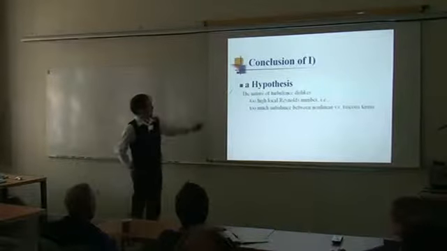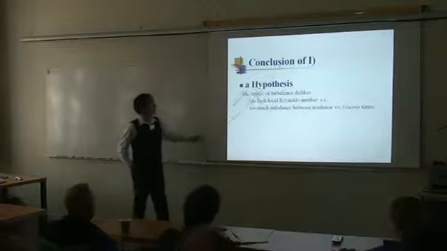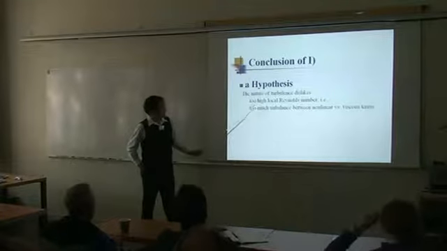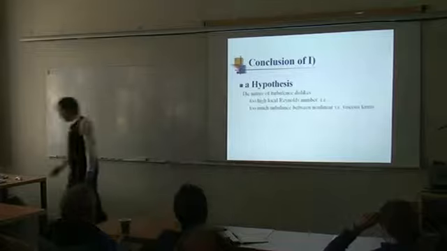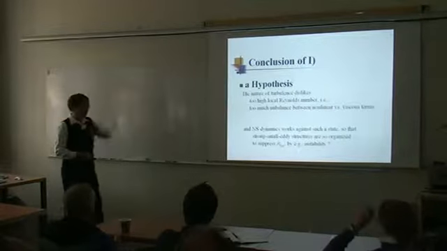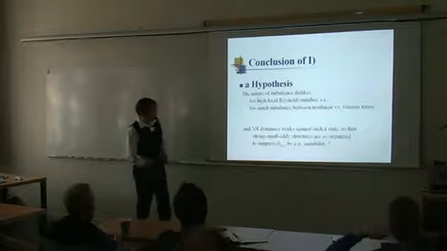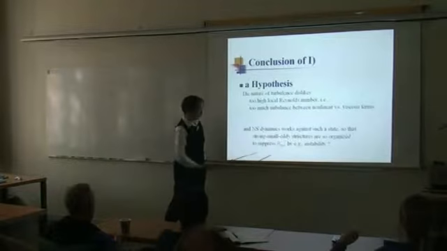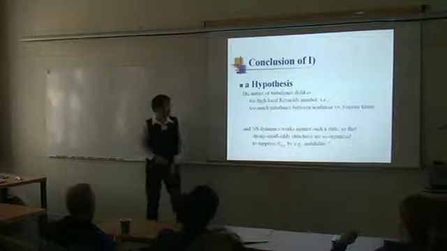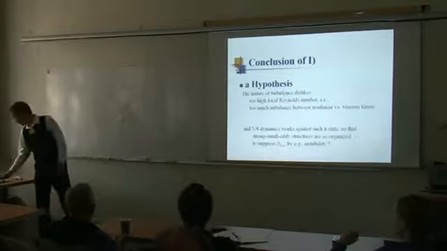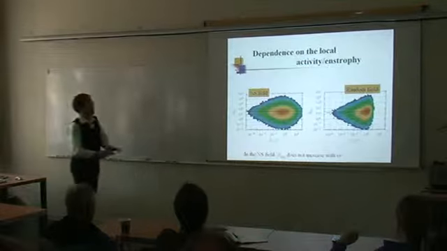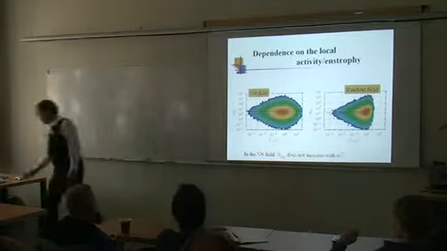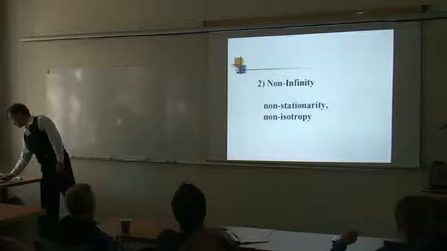Okay. And here is the conclusion of part one. A hypothesis: the nature of turbulence dislikes too high a local Reynolds number, that is, too much imbalance between nonlinear and viscous terms. It's not 1,000, it is almost 50 or 10 or so. And Navier-Stokes dynamics works against such a state, so that strong small eddy structures are organized to suppress the local Reynolds number by, for example, instability. So, the conclusion is that this doesn't increase, and this is about 30 or 40. This is the conclusion of section one.